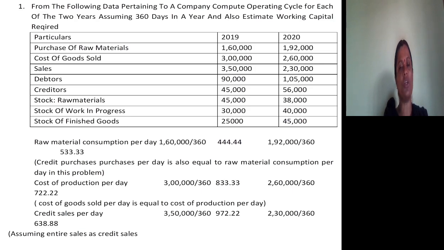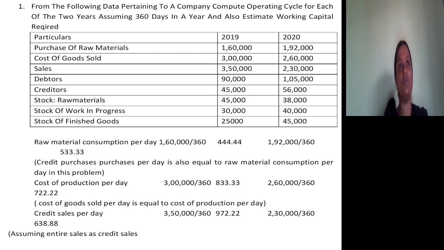We have information on purchase of raw material, cost of goods sold, sales, debtors, creditors, stock of raw material, work in progress and finished goods. All these data relate to a year. So we need data on a day basis. For example, if we want to calculate raw material inventory, raw material consumption is the base. So we need raw material consumption per day.